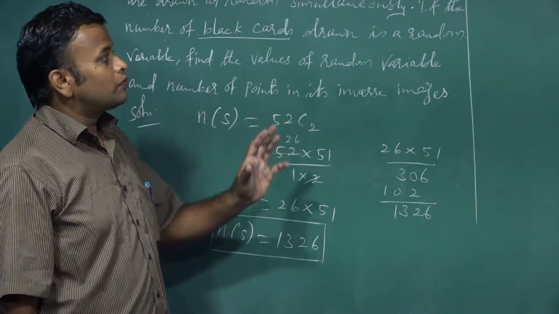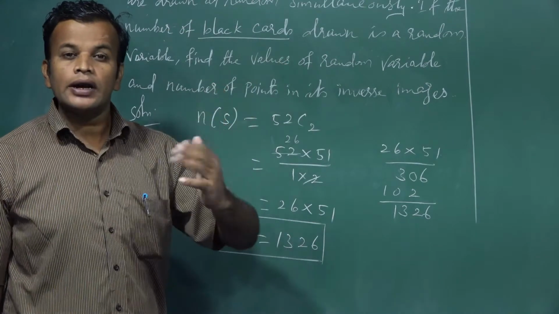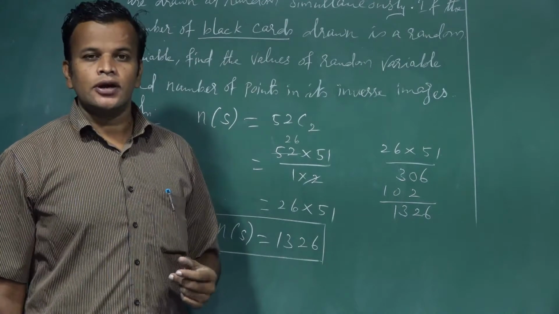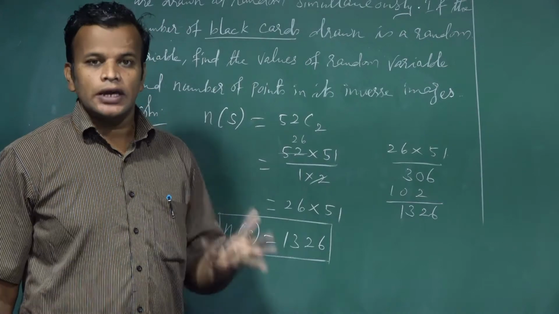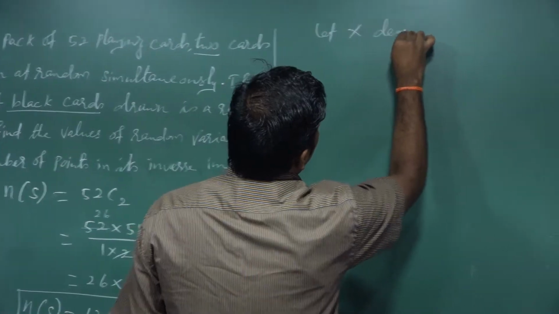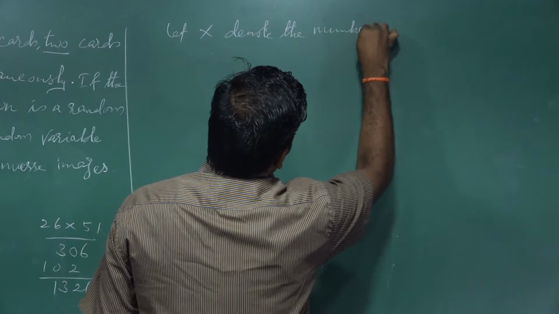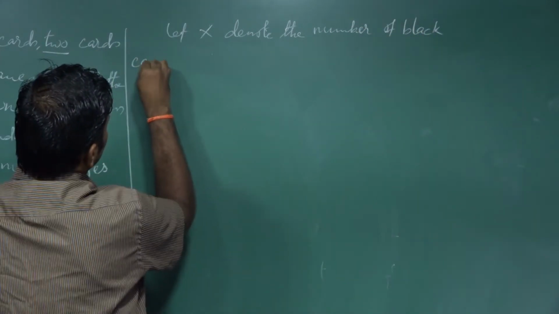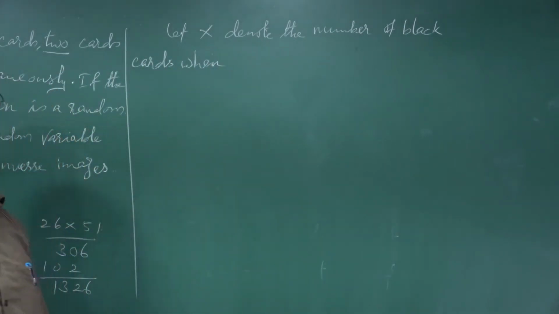Next, we assume which one is a success here: the number of black cards. Important: it is not a black card, but the number of black cards. So let X denote the number of black cards. Now the symbol of the random variable is X. Let X denote the number of black cards.